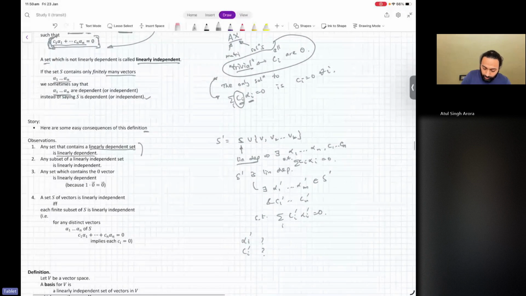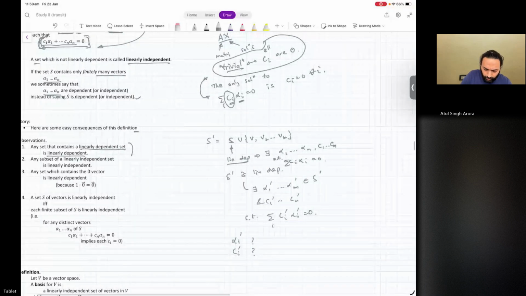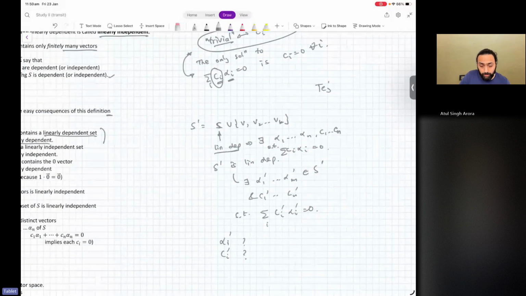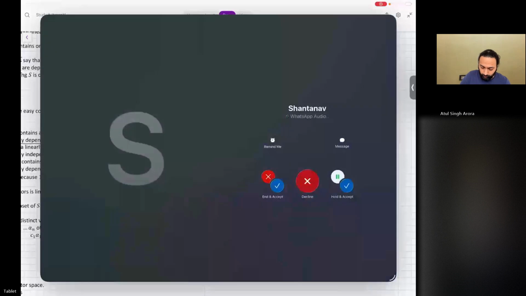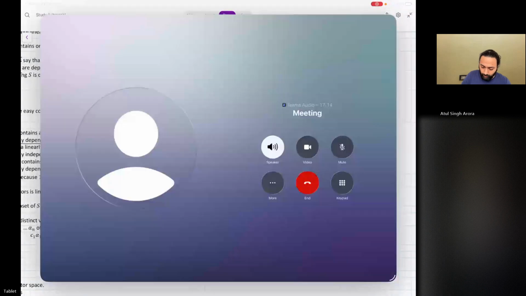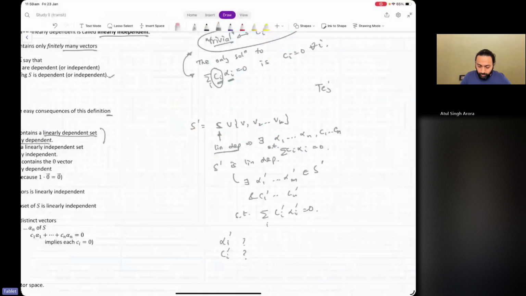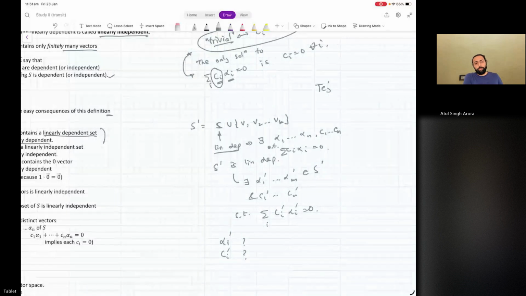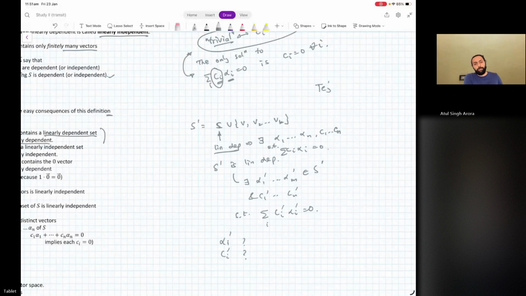What should alpha prime and c prime be? Yes. Can you identify yourself? Yes, I am Tej. Okay, yeah. So do you want to answer the question? Yes, sir. First, I'd like to ask, is it necessary for all of the vectors in the space to be used, or can we just use some of the vectors to say that C1 alpha 1 plus and so on will be 0?